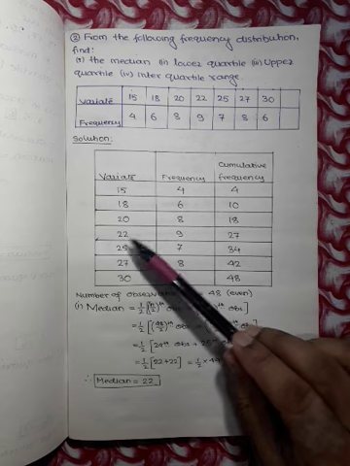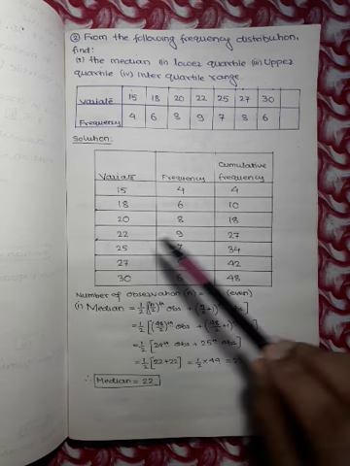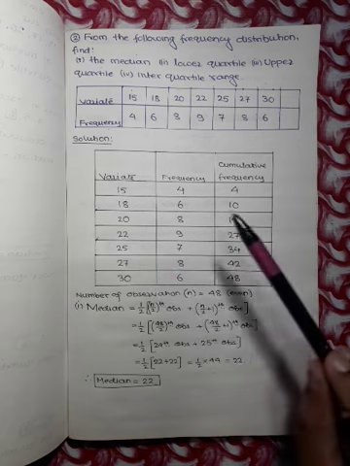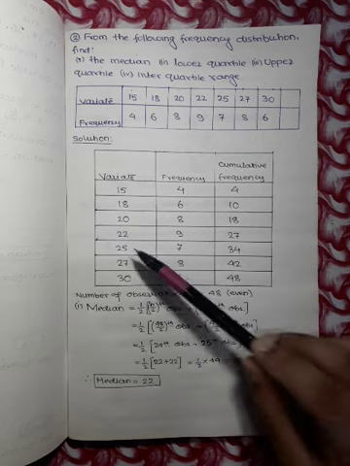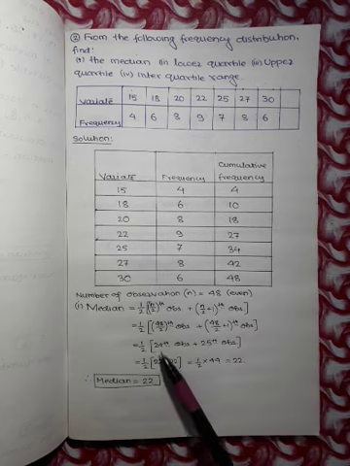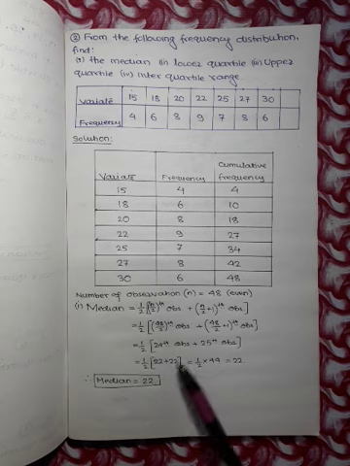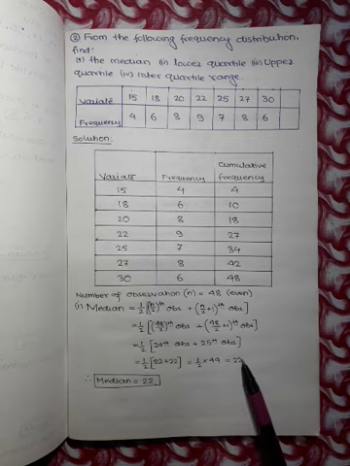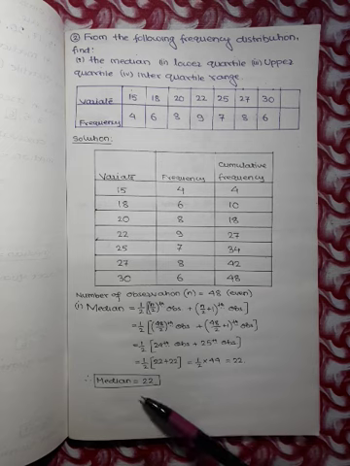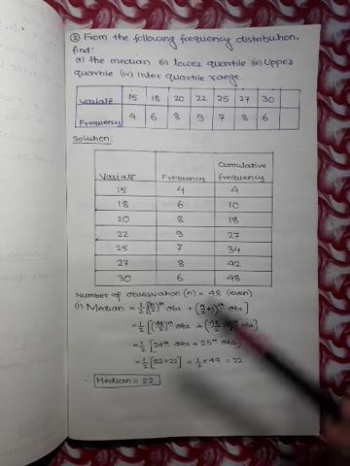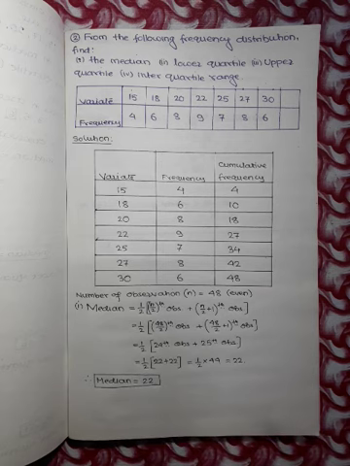Okay. Now, so the 24th observation is how much? It is 22 and the 25th observation is also 22. So 22 plus 22 will be 44. 44 divided by 2 is equal to 22. Therefore, the median for such a problem is how much? It is 22.